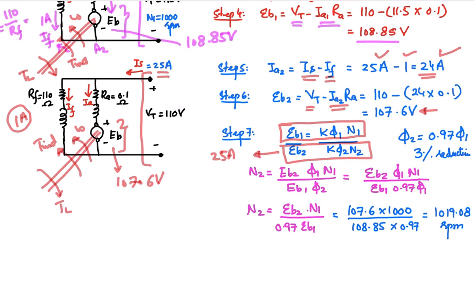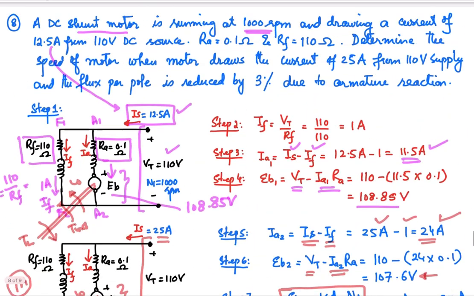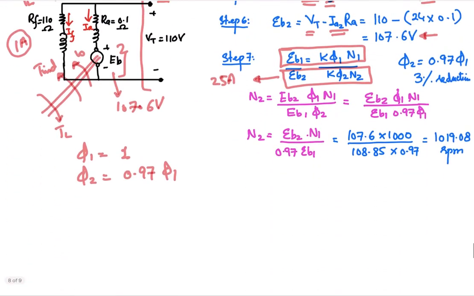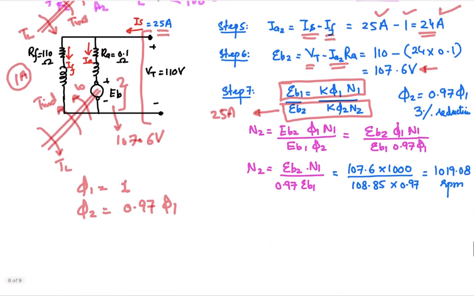So what was the initial flux? Let's suppose that is equal to 1. And what is the new flux? It is 0.97 times phi 1, because there is a reduction in the flux by 3%, given to us because of the armature reaction. The net flux weakening is there, and because of that 3% reduction, the new flux will be 0.97 times phi 1.